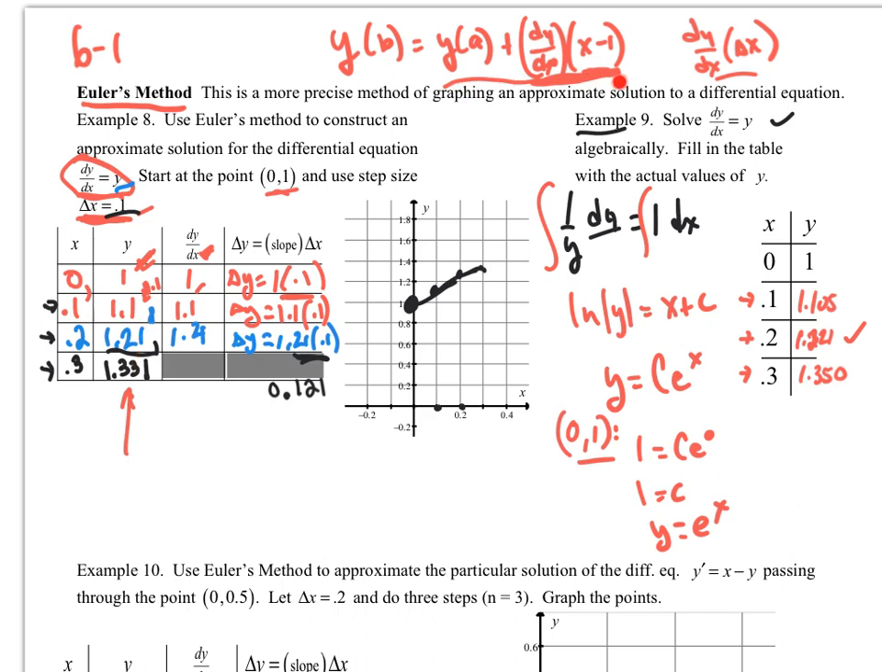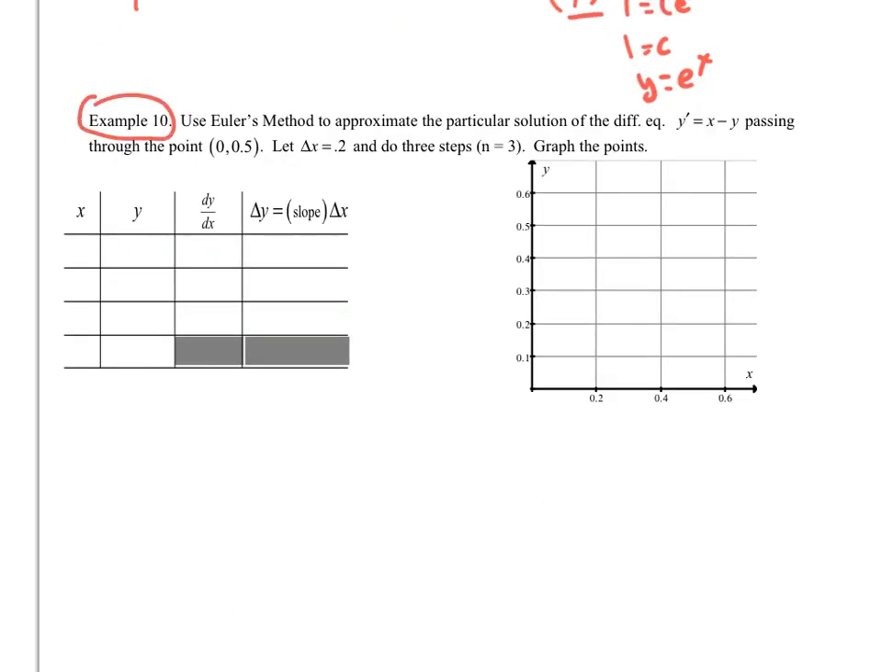You can do it all out in this form. But I kind of like this little bit of shortcut method as long as you remember that you increment as you go down for the y's. Okay, example number 10. Use Euler's method to approximate the particular solution for the differential equation y prime is equal to x minus y passing through this point, and delta x is equal to 0.2.